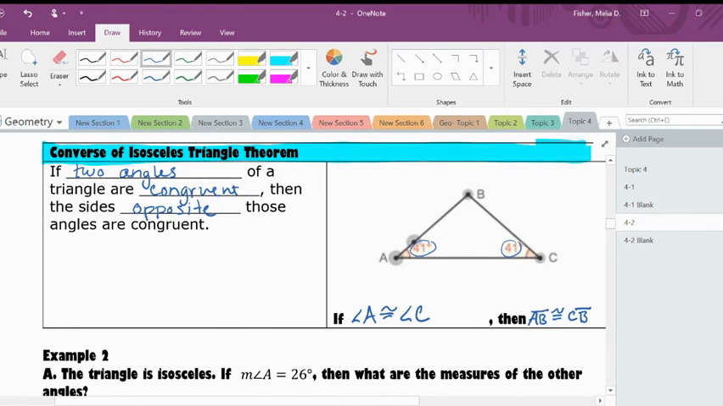So the isosceles triangle theorem says if the sides are congruent, then the opposite angles are congruent. And the converse says if the angles are congruent, then the opposite sides are congruent.